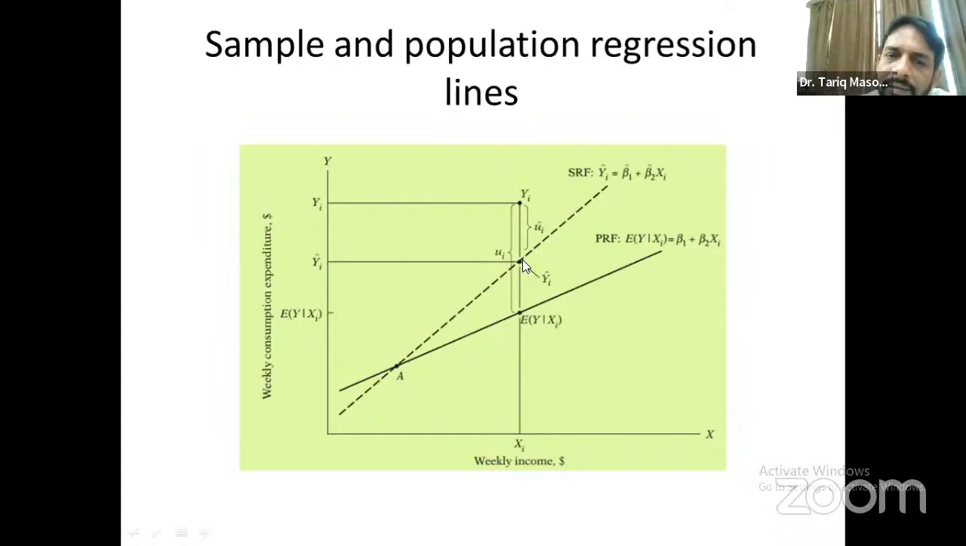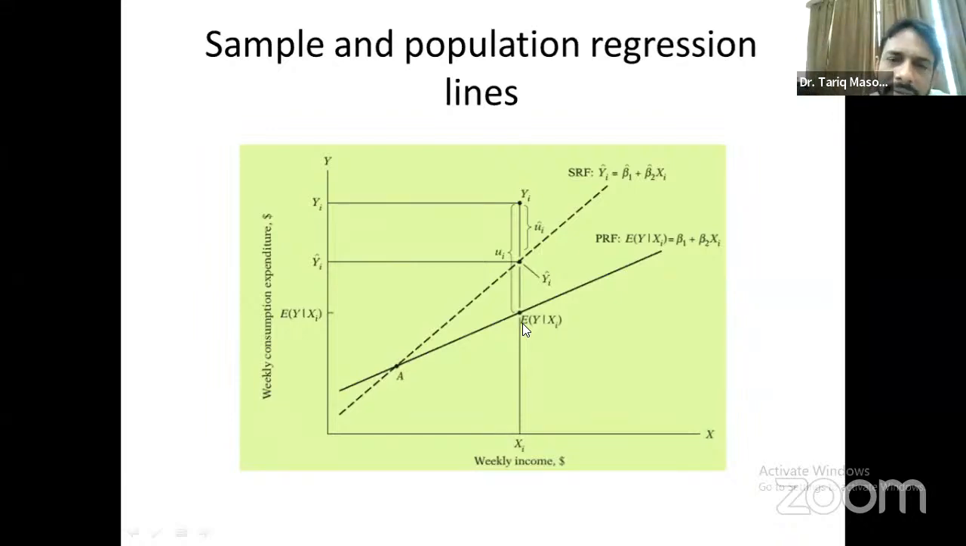So this is known as, there is a different name for that. It is known as residual term. And this difference between y and the true average of y, the expectation of y conditional upon x, this whole difference is ui. This is the error term.